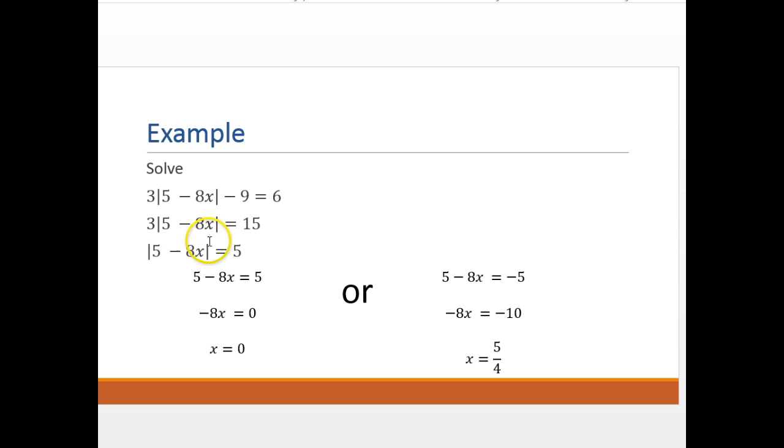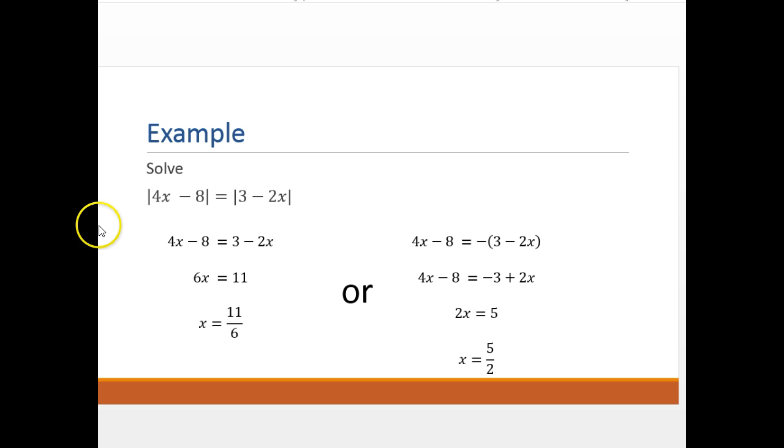Now I can set up my two equations, either 5 minus 8x equals 5, or 5 minus 8x equals negative 5. If 5 minus 8x equals 5, then negative 8x is 0, so x is 0. Or if 5 minus 8x equals negative 5, then negative 8x is negative 10, so x is 5/4.